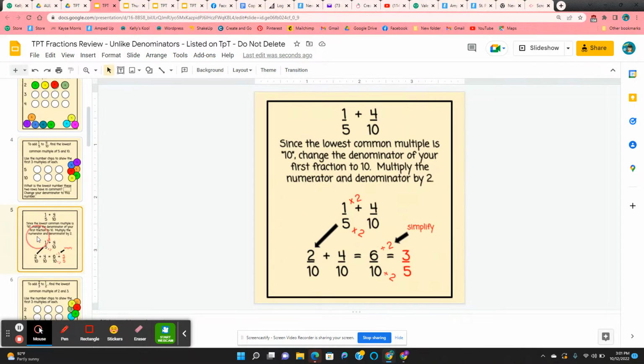Once they get that number, it shows them what to do on the next slide. They want to change their denominator to 10. This one's already 10, so they just need to multiply numerator and denominator by the same number in order to get an equivalent fraction with 10 in the denominator. Once they've changed 1/5 to 2/10, then they can add them together and simplify if needed.